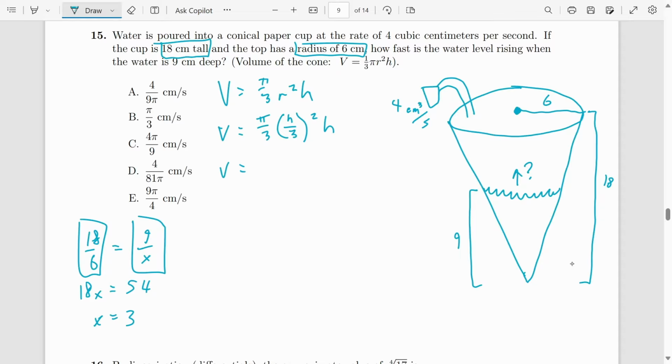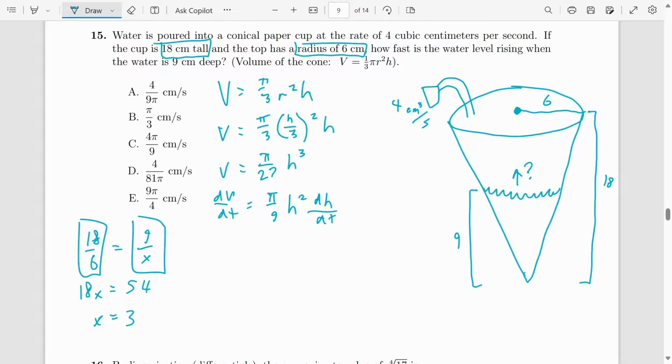So let's rewrite it as pi over 27 times h cubed. That way it's a nice and easy power rule. So dV/dt equals pi over 9 h squared, because the power rule of h cubed is 3h squared. Then you just put the 3 with the pi over 27, and they cancel out to make pi over 9. And this is all times dh/dt.